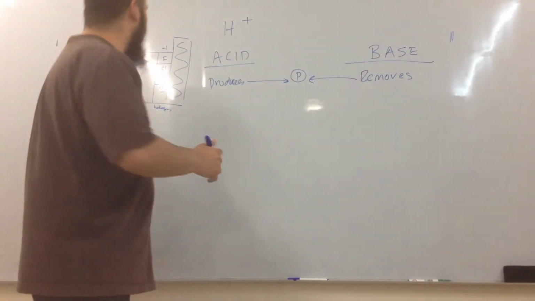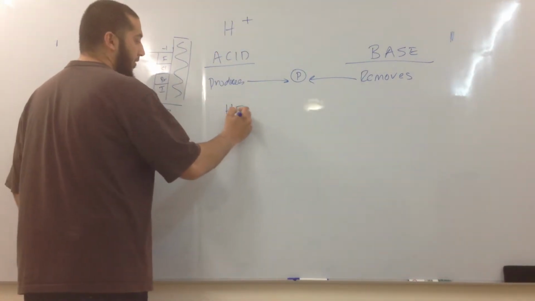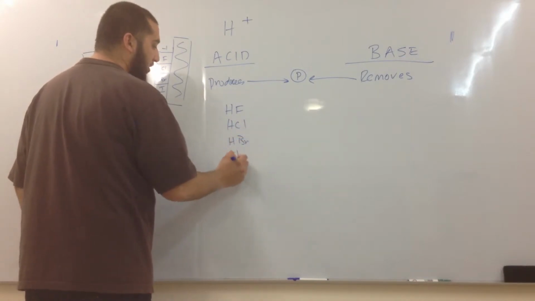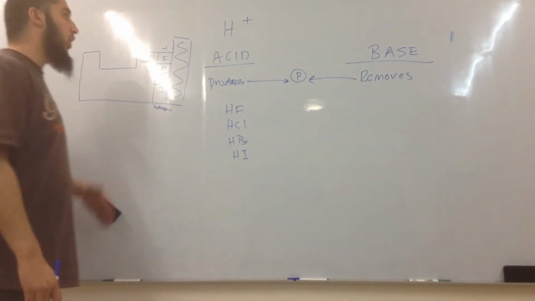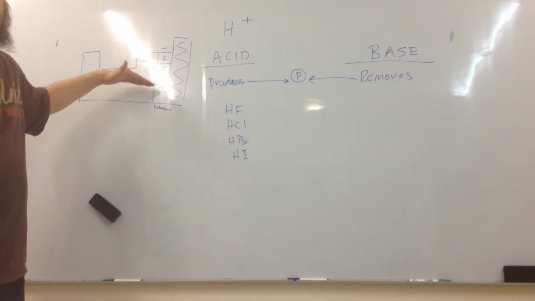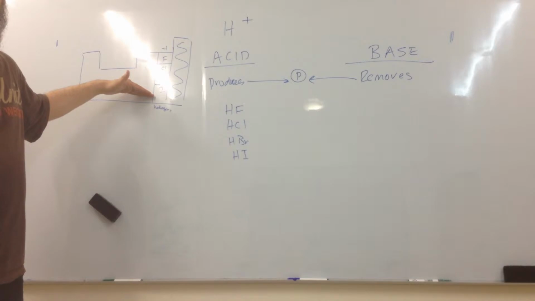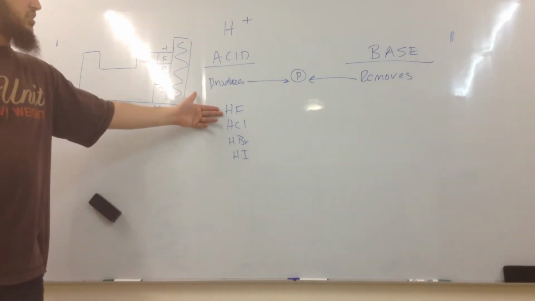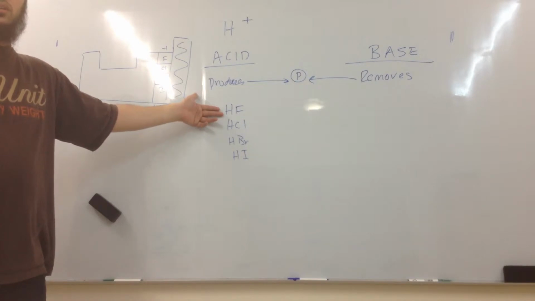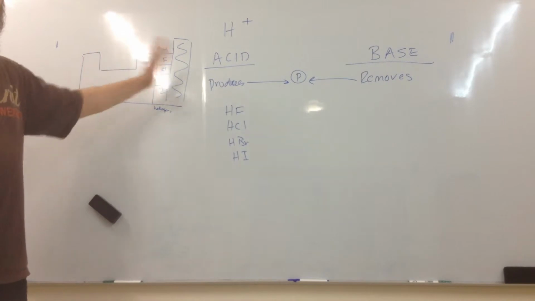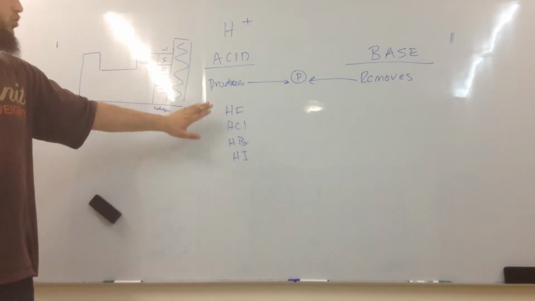So for example, HF, HCl, HBr, and HI. Look at the halogens, right? HF, HCl, HBr, HI. Now, what happens when you put this in water? What kind of bond is this, ionic or covalent? Ionic, because it's a non-metal with a metal, or a positive with a negative. So this is an ionic bond.